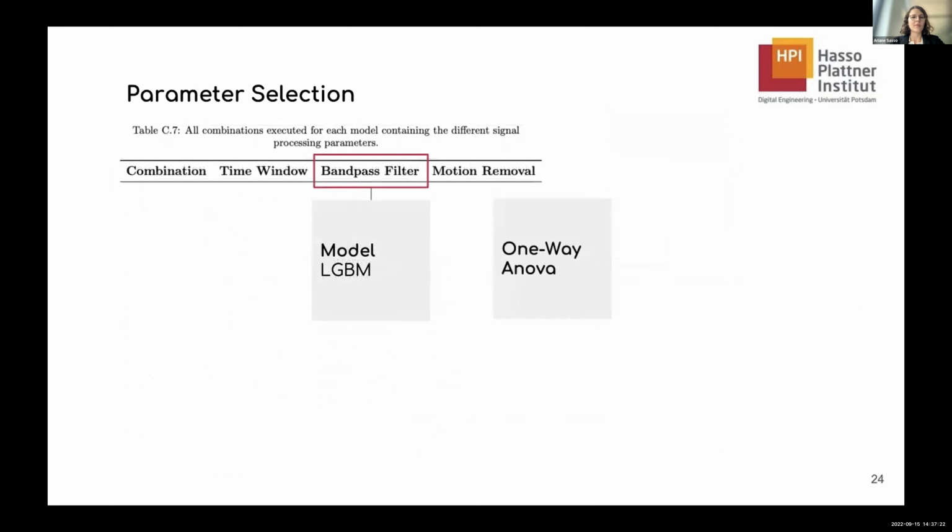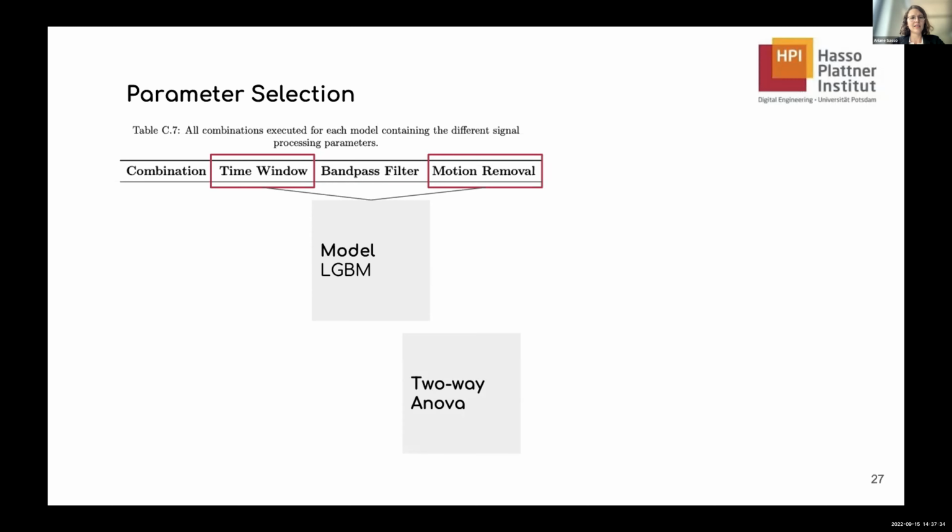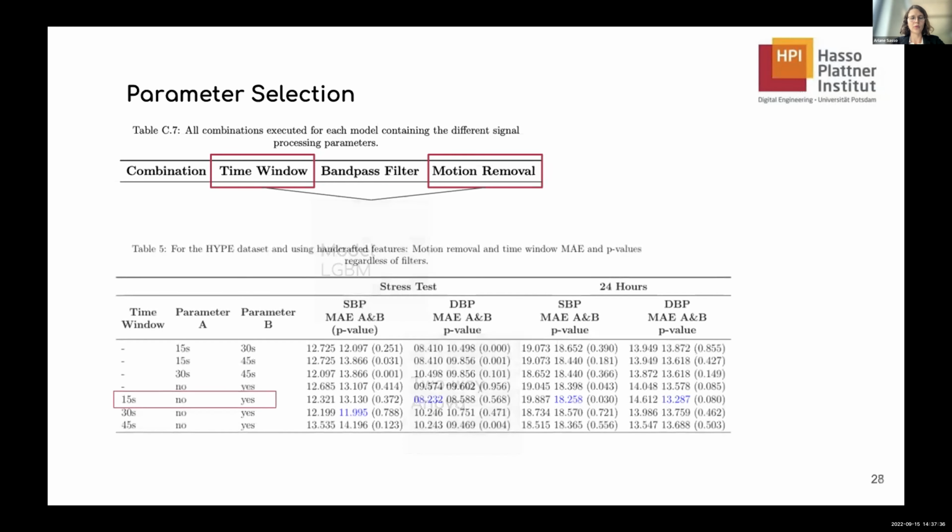And here we did some analysis of variance between the different parameters. So either them by themselves or a combination of two of them, like bandpass filter and motion removal, time window and bandpass filter, and lastly, time window and motion removal, all of them using LGBM. And we realized that the interaction of time windows and motion removal was the one that actually made a difference. And also that a 15-second window was the one that actually worked best for most of the experiments.